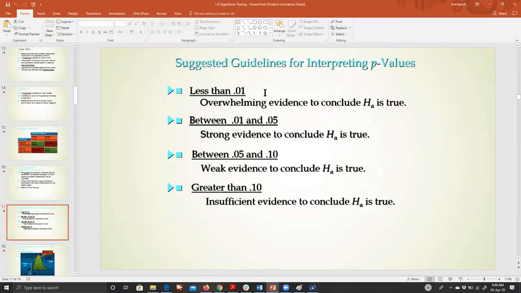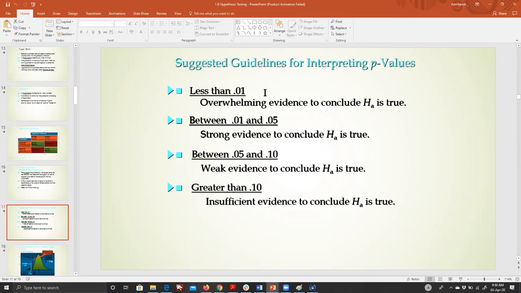If your p-value is less than 0.01, then there is overwhelming evidence to conclude HA is true. So if you have taken 99% or something like that and still it is going out of that region, it is overwhelming evidence that HA is true. If it is between 0.01 and 0.05, meaning from 95 to 99% confidence, and still it is going out, it is still very strong evidence. Between 0.05 and 0.1, usually 90 to 95%, it is weak evidence, but still in a lot of cases that gets accepted.